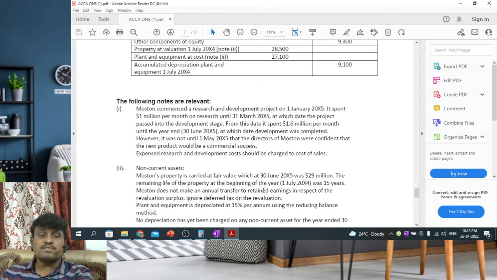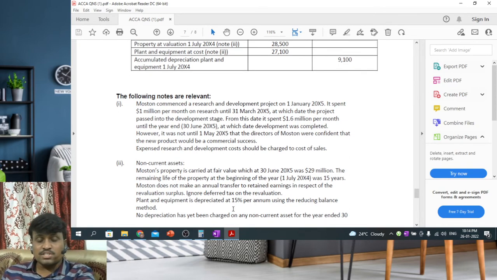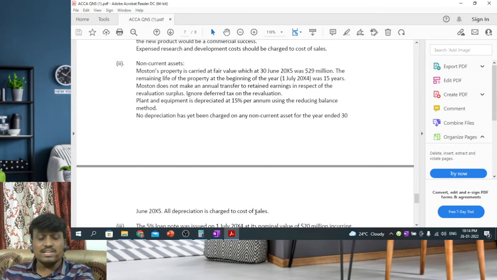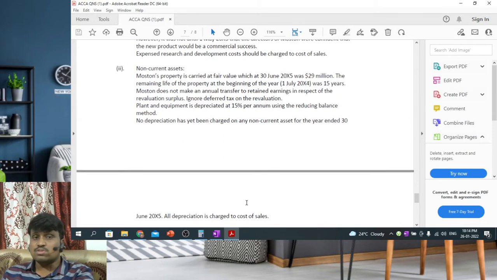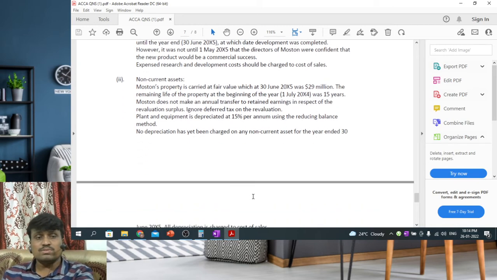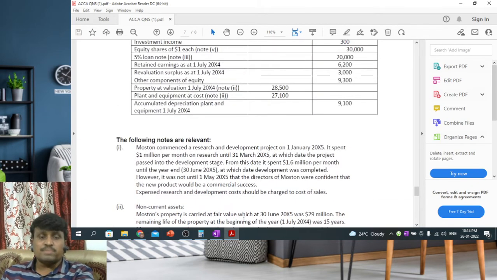Depreciation. The remaining life of the property at the beginning of the year was 15 years. Monster does not make an annual transfer to retained earnings in respect of the revaluation surplus. Ignoring deferred tax on revaluation, plant and equipment is depreciated at 15% per annum using the reducing balance method. No depreciation has yet been charged on any non-current asset for the year ended 30th June 2005. All depreciation is charged to cost of sales. Again, depreciation is also transferred to cost of sales. If depreciation is transferred, then automatically impairment loss is also transferred to cost of sales. First calculate the depreciation.